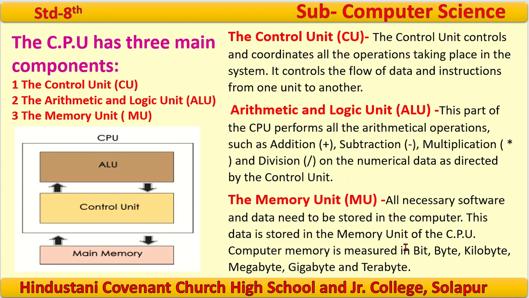Next comes the memory unit. All necessary software and data need to be stored in the computer. Right or wrong? It's right. The data is to be stored in the computer because we require that data later, so we have to store it. This data is stored in the memory unit of the CPU. The CPU has one memory unit. So here the data is stored.